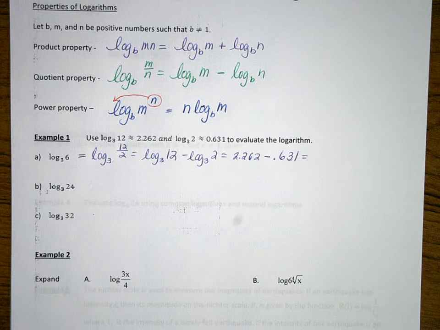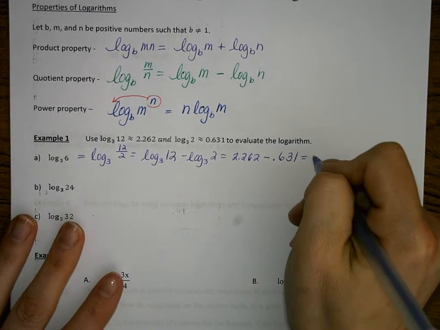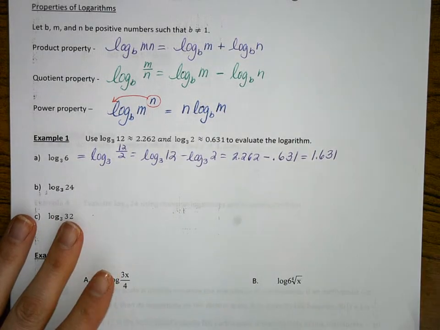So, all right, what is 2.262 subtract 0.631? What do you get? Come on, calculators out. Rise and shine. Let's go, folks. 1.631.